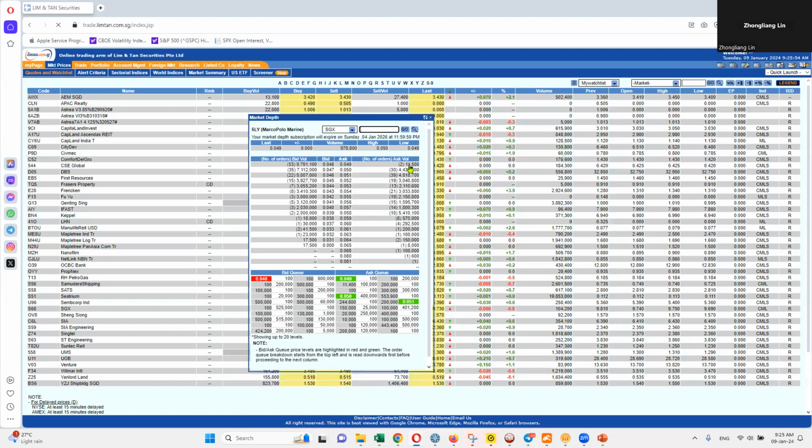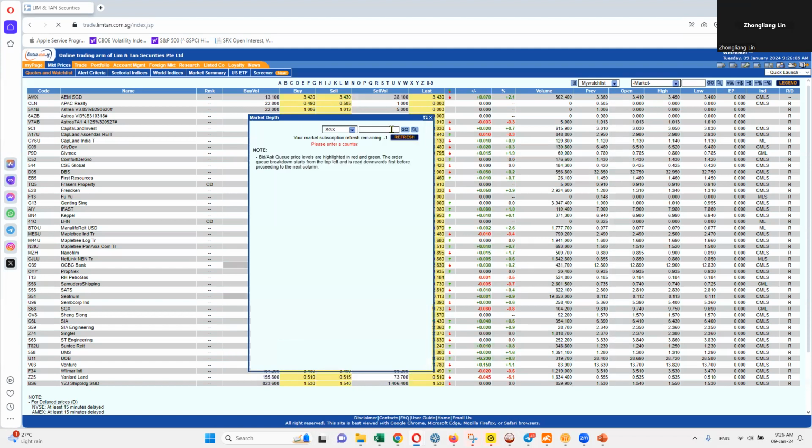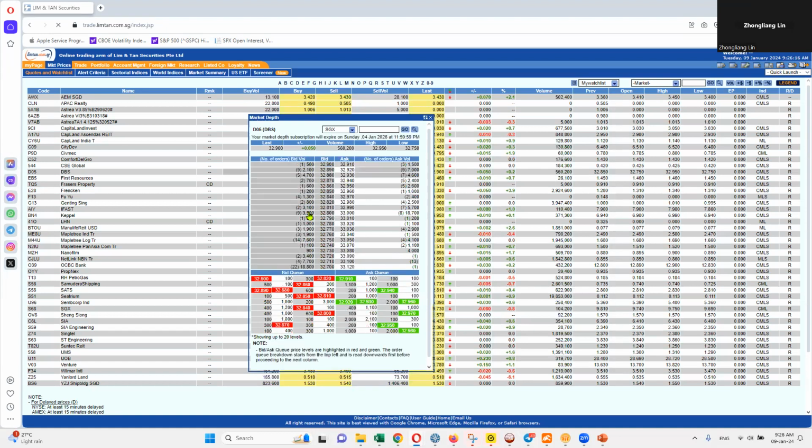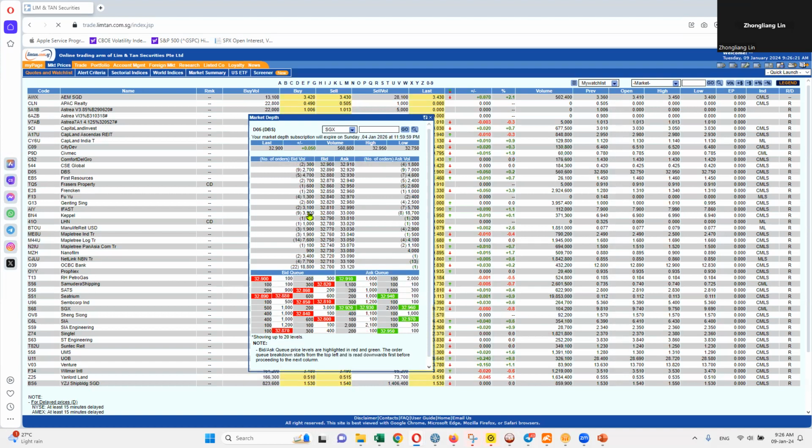This market depth is usually used for penny share trading, not really for DBS, because you can see DBS or UOB, their queues change quite dynamically. So you won't be able to see the very huge numbers, because these numbers change so fast that you won't be able to react, like what Marco Polo is. So this is just for your information, how people use market depth.